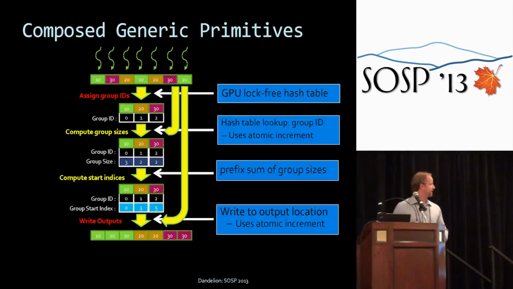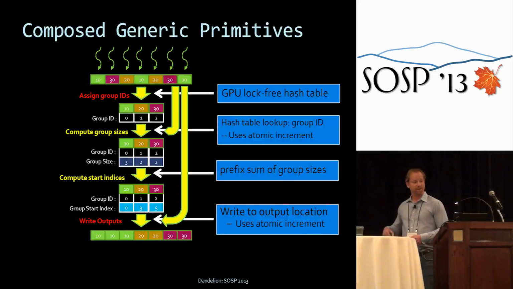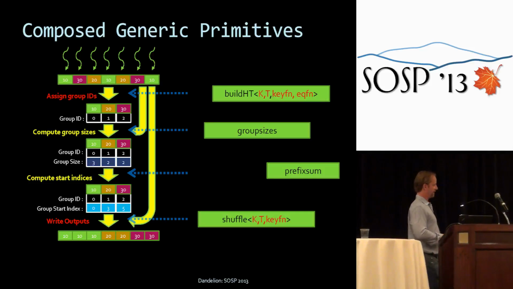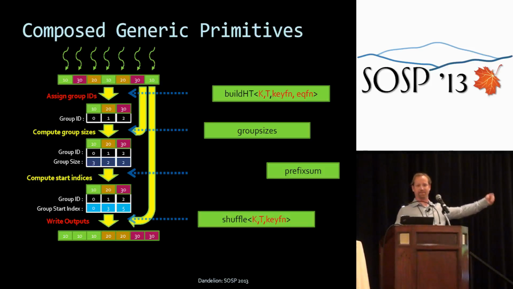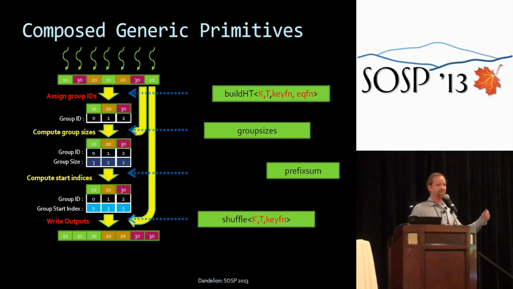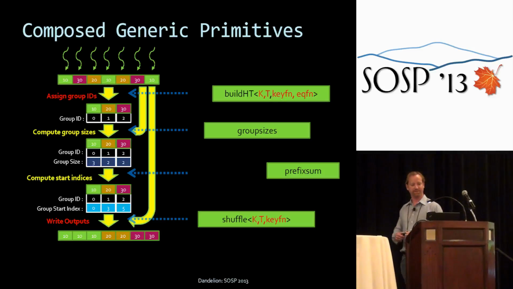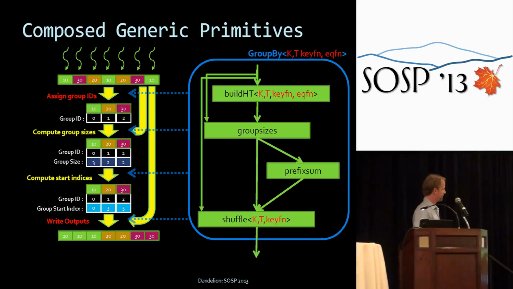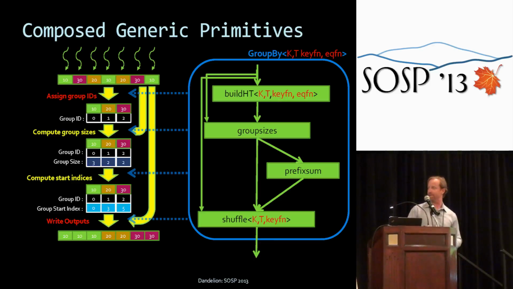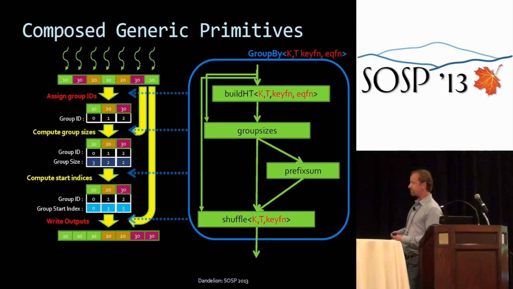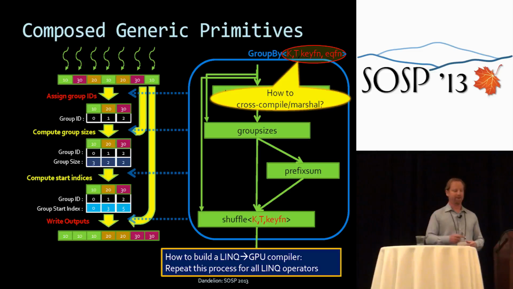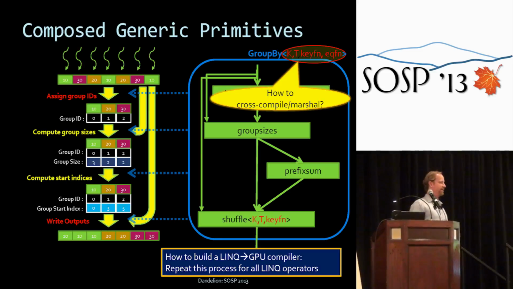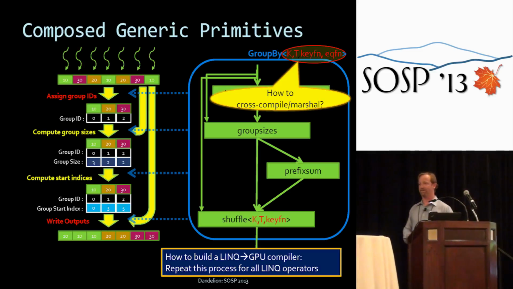And in fact, this is precisely how Dandelion works. The Dandelion compiler targets, as I said earlier, a library of generic primitives, and it includes things like building a hash table, which is parameterized with types for key type, element type, key extractor function, and so on. And supporting a generic GroupBy primitive simply boils down to composing these primitives, as I've drawn in the data flow graph on the screen. Now, building a compiler that runs LINQ on GPUs is essentially a matter of iterating this process until you have support for all of the LINQ operators.